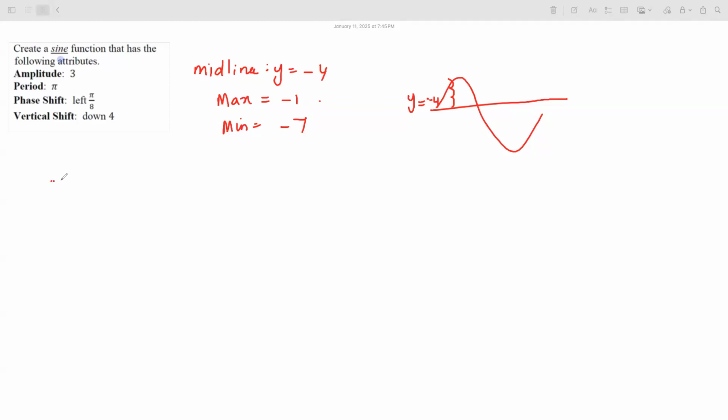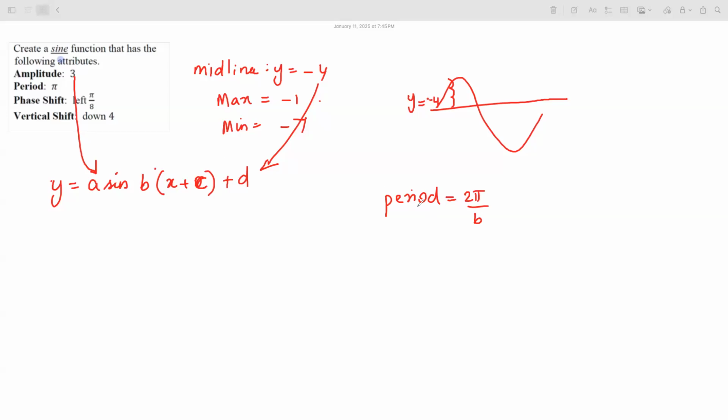Actually, the equation is of the format y equal to a sine function, right? A sine b times x plus c, plus d. So we already found out the midline is -4. And then amplitude is what? Amplitude is 3. They have already given. Period is 2 pi by b. We don't know b, right? Period is given pi. Now, b pi equal to 2 pi. Pi gets cancelled. b equal to 2. So, 3 sine 2 x plus c minus 4.